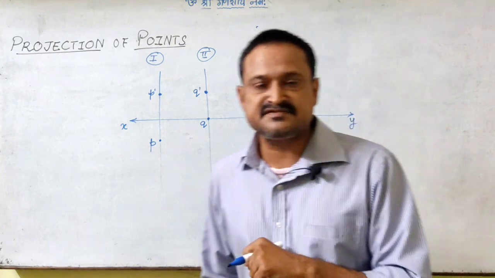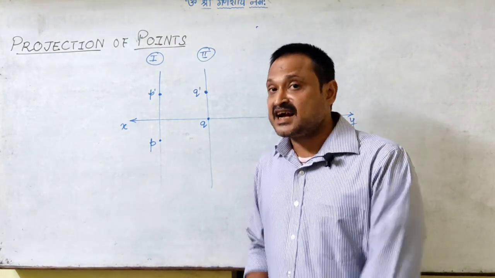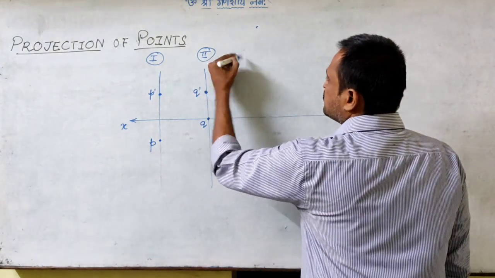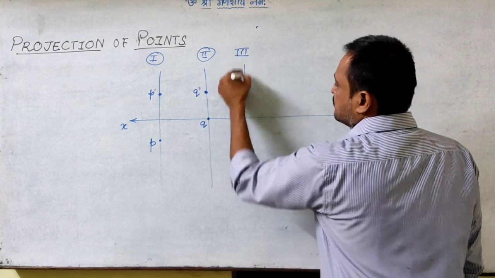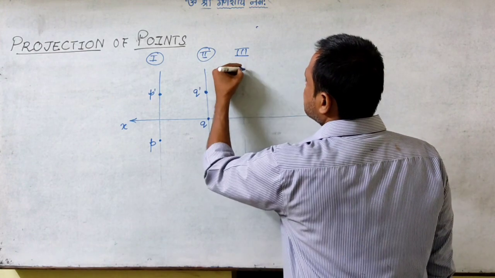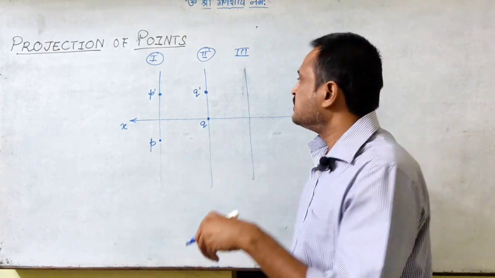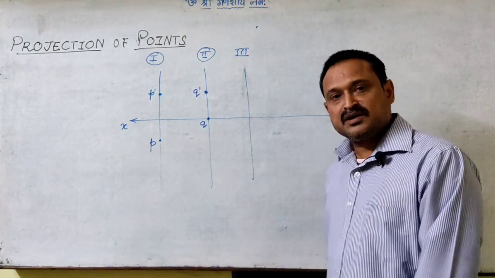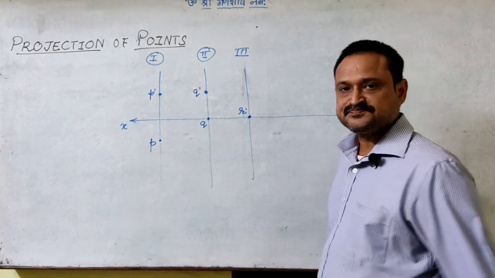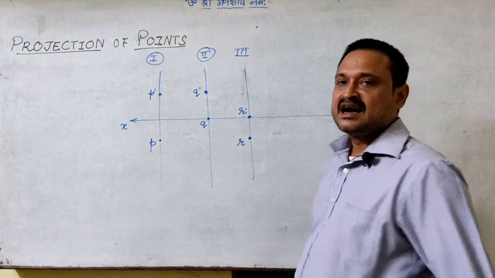In the third case, we have seen that the point is on the horizontal plane. That means the height is 0 and it is B millimeter in front of VP. So it was the third case. So 1 point, 1 projector, and keep in mind projectors will be perpendicular to the XY line. So in this case, point R is on the horizontal plane. So height is 0, so R dash, and it is B millimeter in front. So this is the top view R.